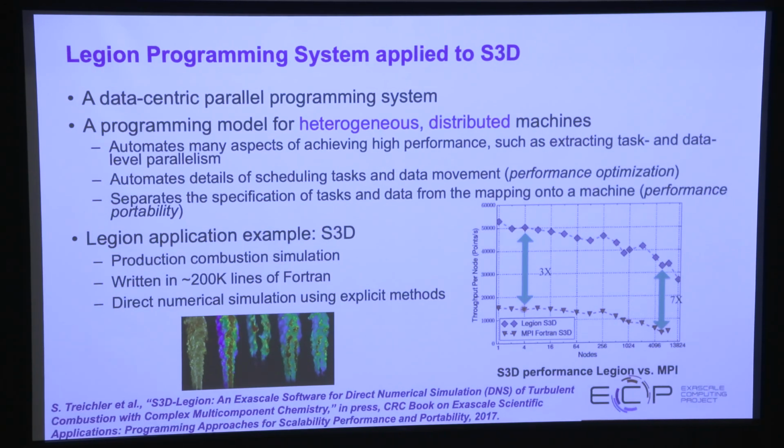So you can see that at low node count, we actually got about a 3x speed up by using Legion instead of MPI Fortran. But we got an even better speed up of 7x when we went to the full extent of the machine. And that's because Legion was able to hide the latencies of communicating across a large network where the larger distances had more latencies. And so I would not have been able to do that with handwritten code.